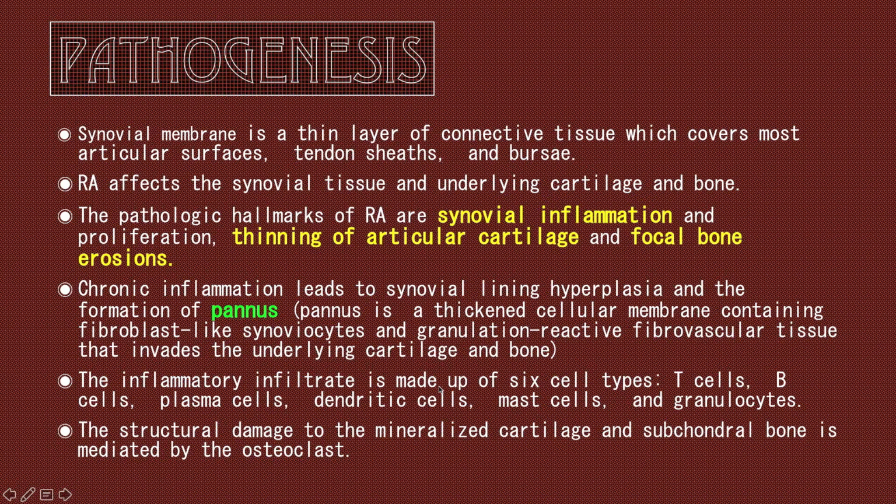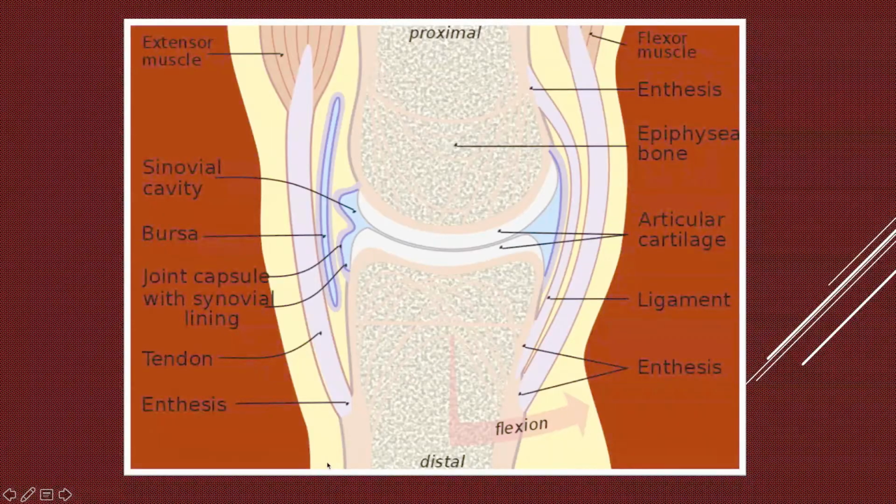The inflammation is caused by six main types of inflammatory cells, which are T cells, B cells, plasma cells, dendritic cells, mast cells, and granulocytes. And the destruction of the bone is mediated by osteoclast cells, which are bone destroying cells, right? So three types of pathologies happen in RA. Number one, synovial membrane hyperproliferation, synovitis. Second, the cartilage becomes destroyed. And number three, the bone also becomes destroyed, so bone erosions also start. This ultimately leads to joint deformity.